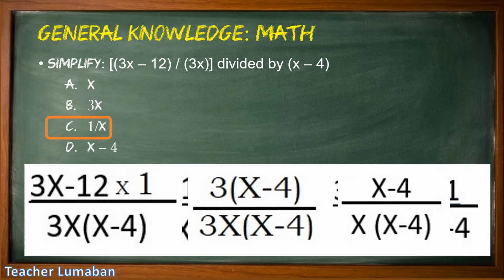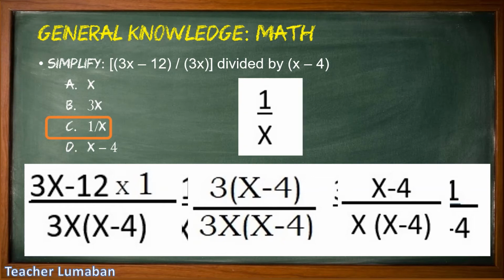x minus 4 over x multiplied by x minus 4. Reduce the fraction with x minus 4. The solution is 1 over x.